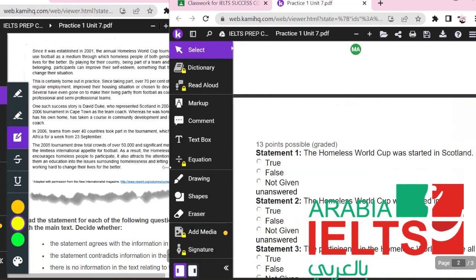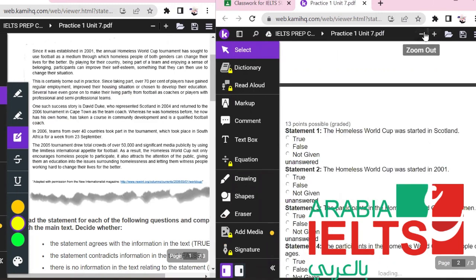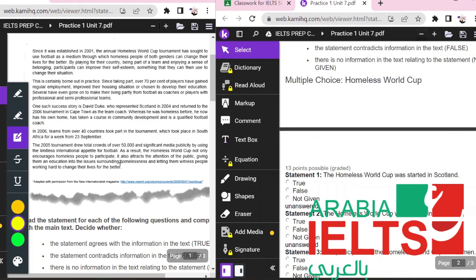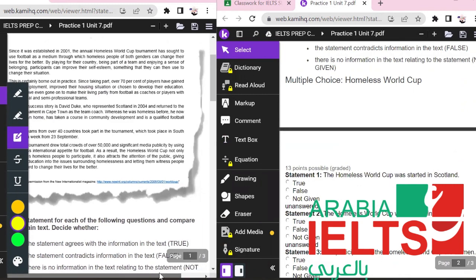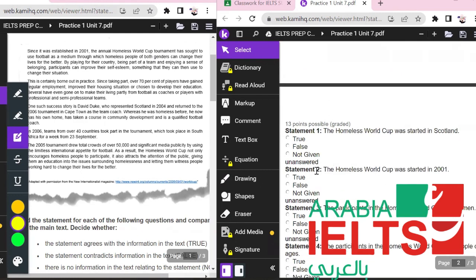So let's go right here and read each of the statements. Each paragraph will have 3 statements, and we will figure it out based on that. The first one says the Homeless World Cup was started in Scotland.